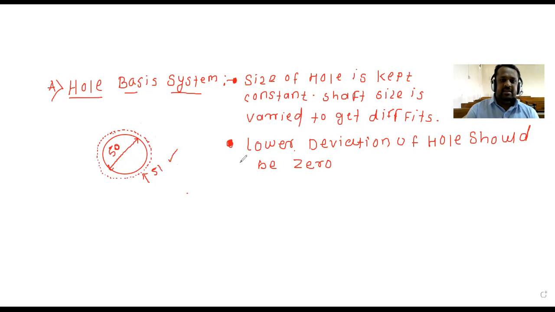It is acceptable. Here they have written one sentence: the lower deviation of the hole should be 0. That means if the hole is manufactured as 49.99 instead of 50, it is not a hole basis system. It is not allowed. In the hole basis system we can give only the upper deviation; we should not allow the lower deviation. Is that right? Yes or no?